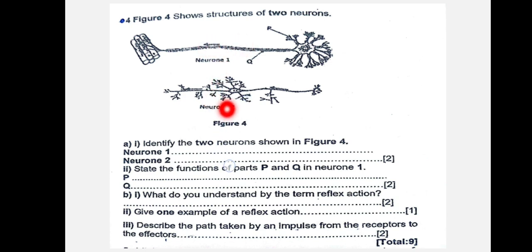And then when you look at neuron 2, it doesn't have a well-defined cell body within the axon terminal. It is there in the central nervous system whereby it's aggregated. So this one cannot be a sensory neuron. It is basically the relay neuron, also known as the interneuron. So neuron 1 is the motor neuron, neuron 2 is the relay neuron.